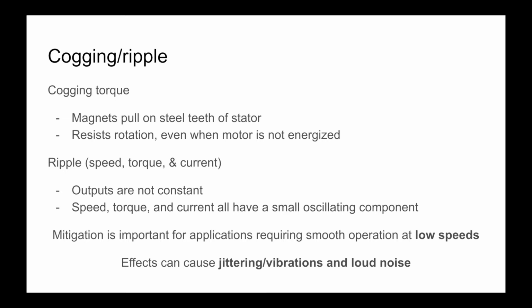Cogging torque is the result of the magnets on the rotor pulling on the ferrous material of the stator. This creates a resistance to motion even when the motor is not powered, where it can quote-unquote click from pole to pole. As a result of cogging, the output performance of the motor is also subject to something called ripple, which impacts the torque, speed, and current. Though we talk about these factors as if they are constant, cogging induces a small oscillating component to each one. These are generally not extremely detrimental for performance, but they can increase vibrations and noise of the motor, and can cause very coarse motion at low speeds. This can be an issue for machines used for fine movement like robots.